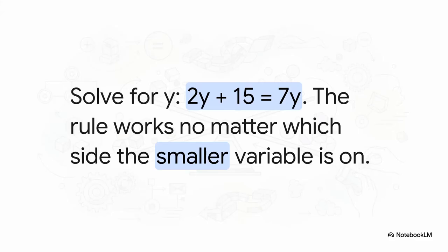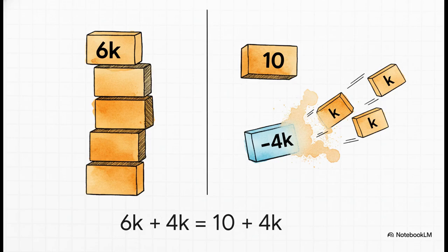Let's try another one. This time, the little guy, 2y, is starting on the left, but the rule is the same. We move it by subtracting 2y from both sides. That leaves 15 on the left and simplifies to 5y on the right. One last step. Divide both sides by 5 and we get our answer. y equals 3.